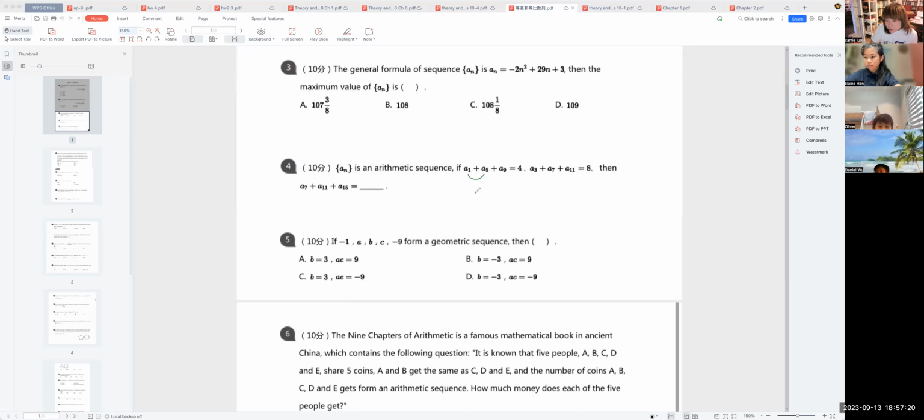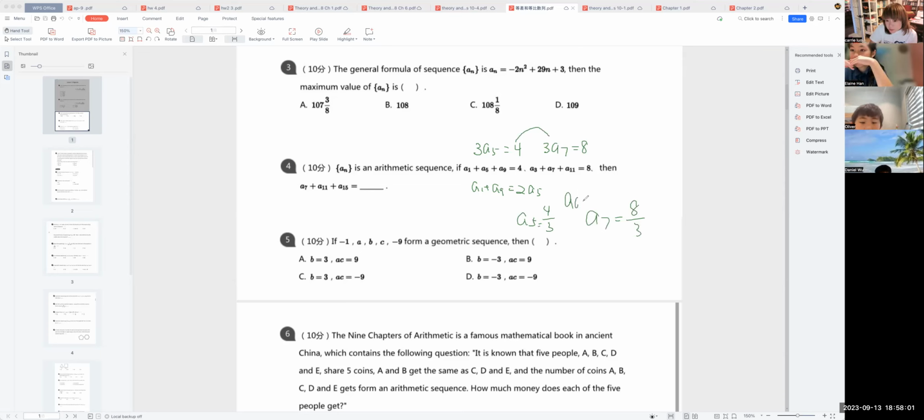You see, A1 to A5 is 4 numbers apart, and A5 to A9 is 4 numbers apart. So that's why A1, A5, and A9 are an arithmetic sequence, so A1 plus A9 should equal 2 times A5. Get it? So that means for this question, it's 3A5 equals 4. And for this one, it's 3A7 equals 8. And with this, you can easily find out A5 is 4 over 3, and A7 is 8 over 3.